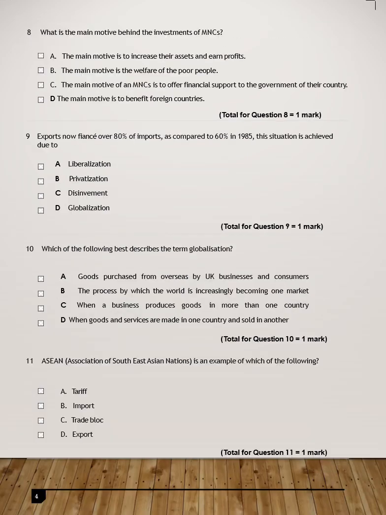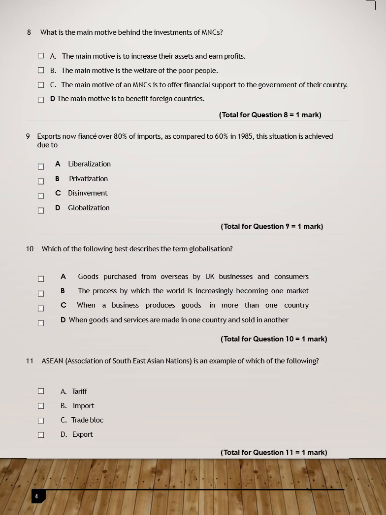So question number 8: what is the main motive behind the investment of a multinational company? Tell me, what is the reason why they are investing? The main motive is to increase the assets and earn profit. Yes, of course. Multinational companies are not doing any charity. All organizations' basic objective is what? The profit motive. So they are also trying to get more profit. So option A is the right answer.